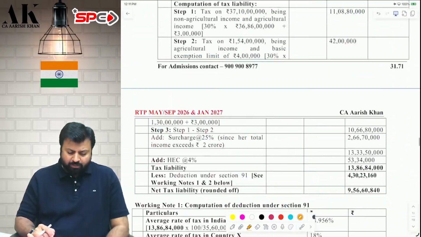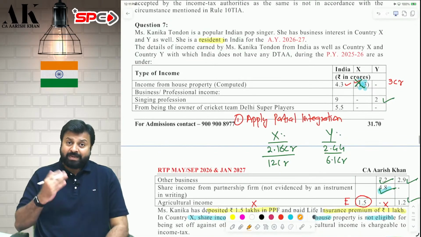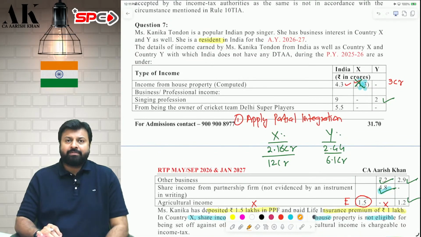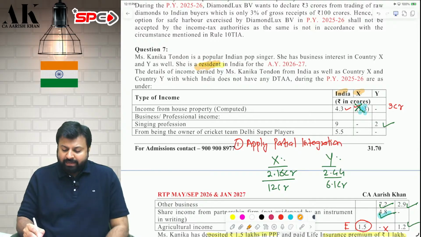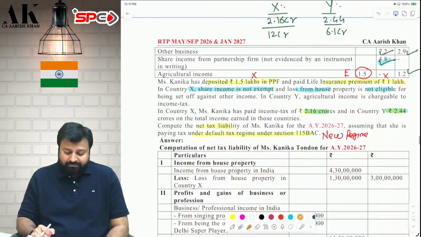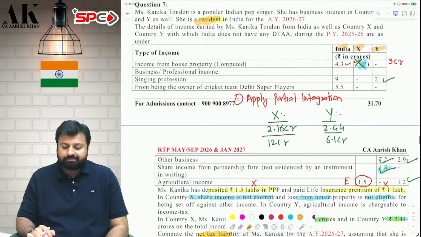Question number 7, beautiful question. We have done a similar question earlier also, which was bigger than this, but this is also a good question. That is the reason I am discussing once again. Kanika is a resident. She is earning income from India, country X, country Y. Now she is following what? She is following default regime, new regime. We need to find out the net tax liability of Kanika.